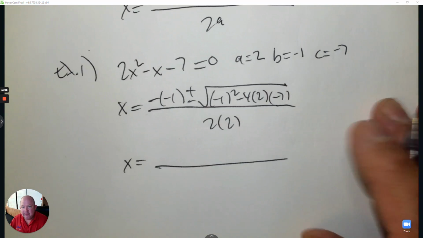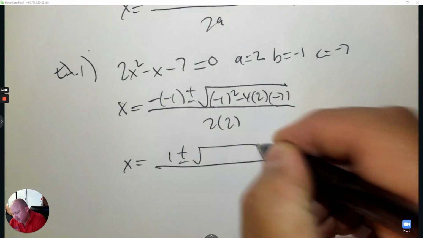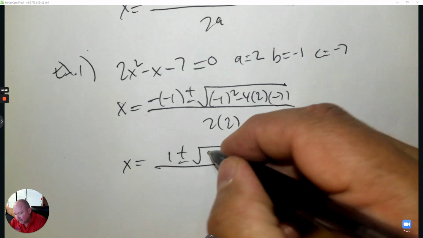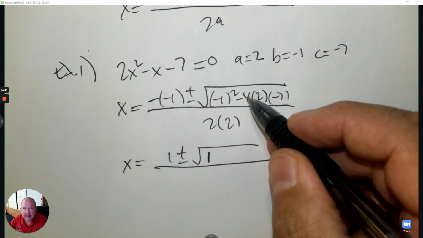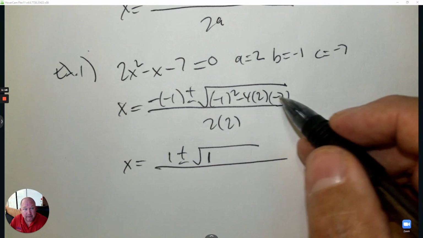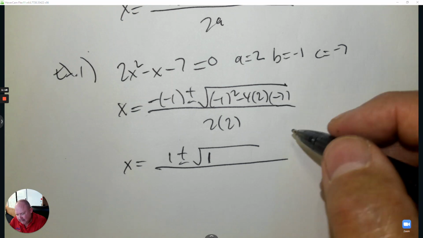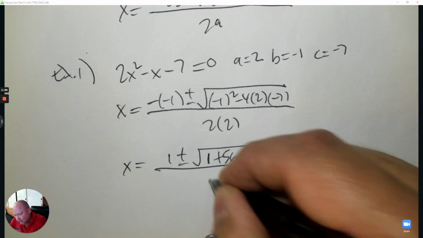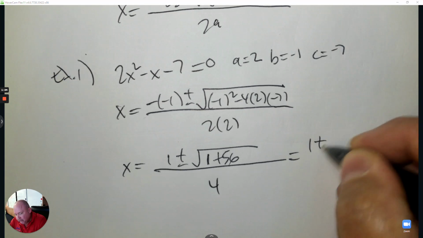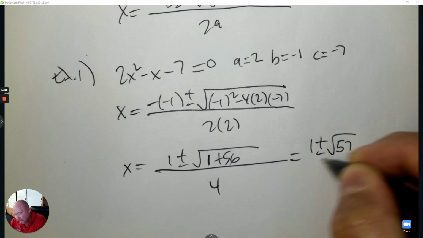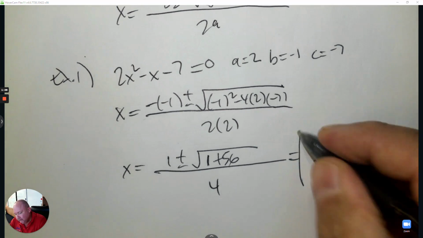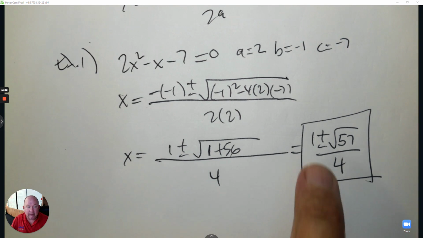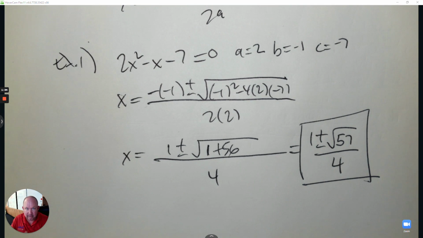A negative times a negative is positive 1. Underneath the square root sign, negative 1 squared means negative 1 times negative 1. And then negative 4 times 2 times negative 7, so that's 56, over 4. Under the square root sign, 1 plus 56 is 57. There is no number times itself that equals 57. And those are your two solutions, and you'd leave it just like that.